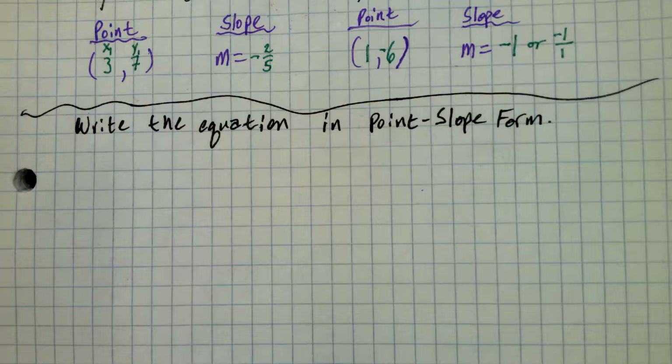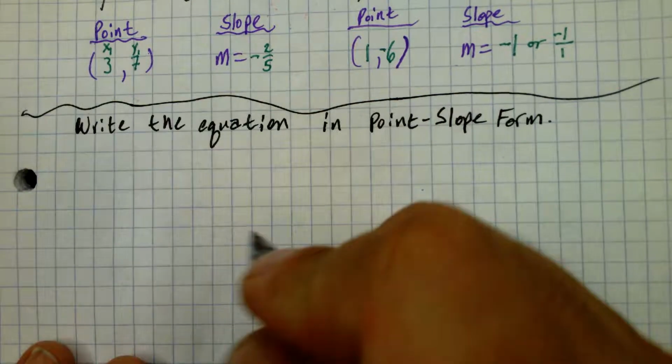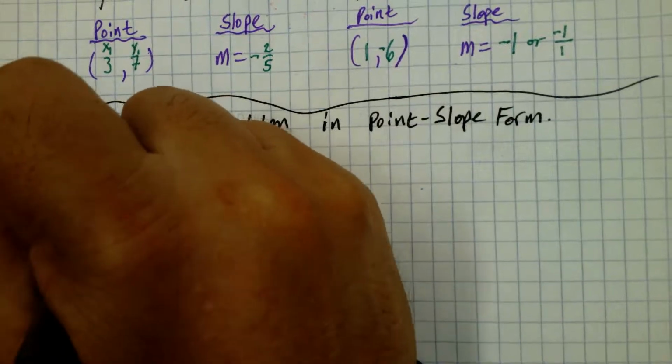So we're going to write equations in point slope form, and we're going to be given a random point, which is all you need, and the slope. So let's go ahead and get started. So first I'm going to write down point slope once again.